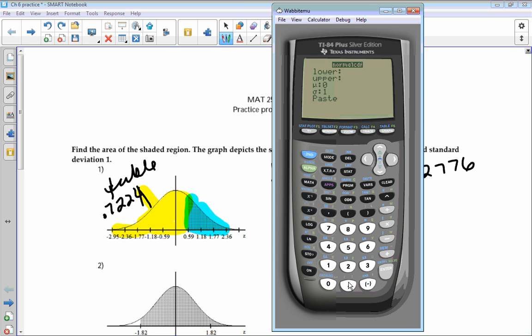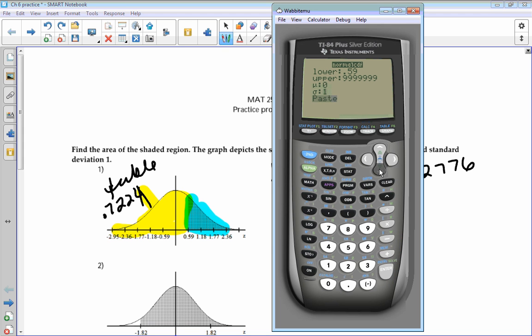So I'm going to enter 0.59 as my lower. My upper is all the way to the end of the curve. So to make that happen, I'm just going to put in 99999. I'm going to leave my mean, or mu, at 0 because this is a standard normal curve with my mean of 0 and my standard deviation of 1.